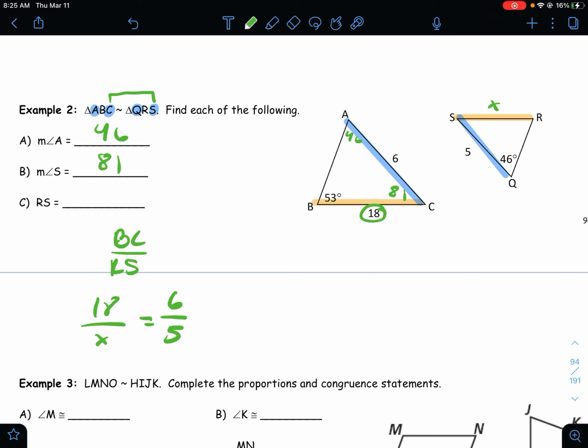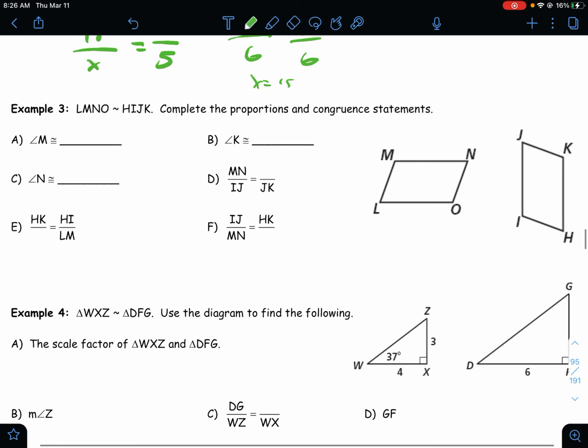Now we are able to go ahead and solve this. We're going to cross multiply just like we did yesterday. So we do 18 times 5, which is going to give us 90 and 6x. And we're going to divide by 6. And we get 15. Which means that RS is 15. Now I'm sure this was tricky, so kind of bear with me. But the way that we set up this proportion was we used the corresponding sides. All right, let's try another one.